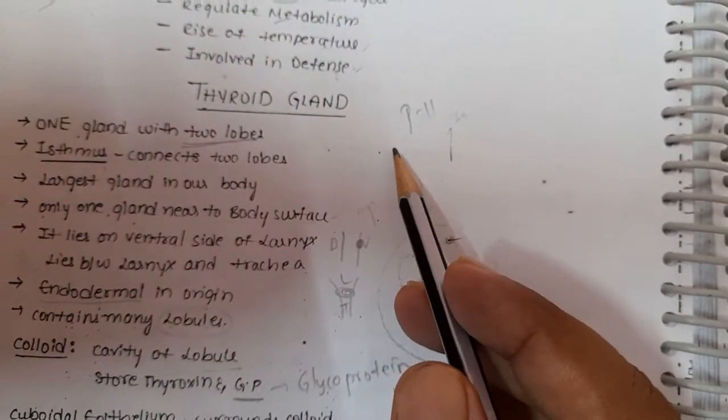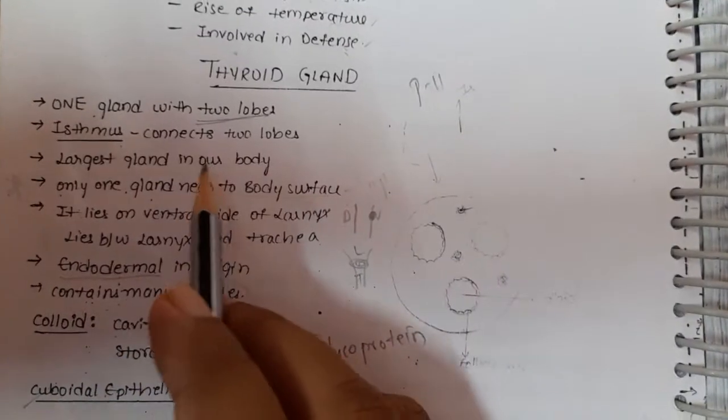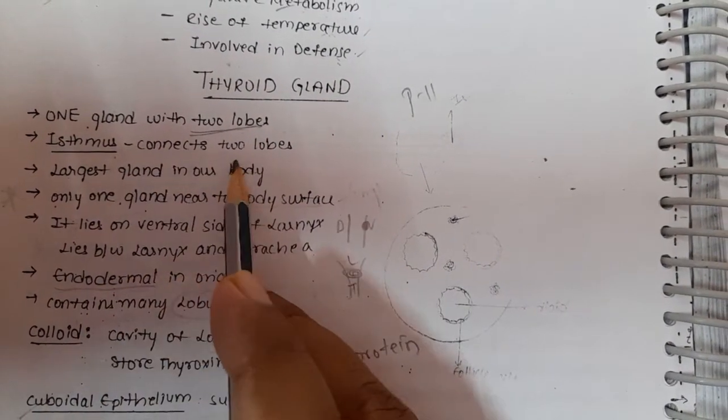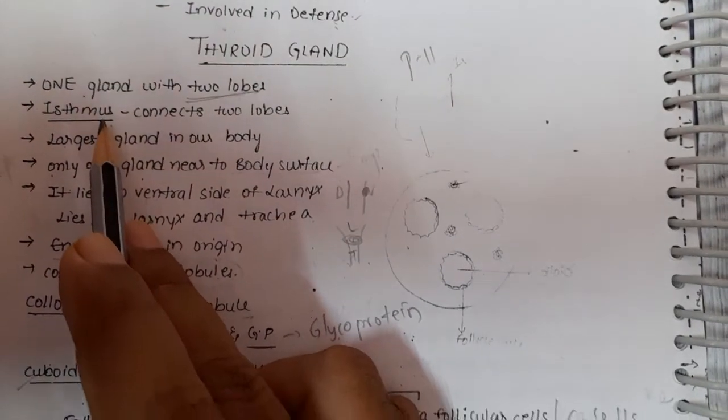Okay, this is part 11 of chemical coordination and integration. In this part, we are going to learn about the thyroid gland, which is the largest endocrine gland. It is one gland with two lobes, connected by a connective tissue flap called the isthmus.